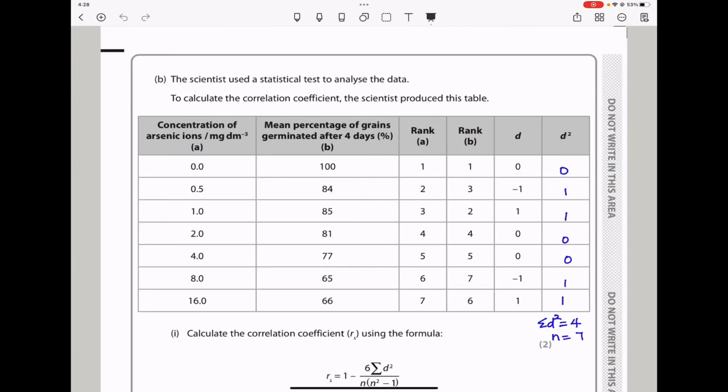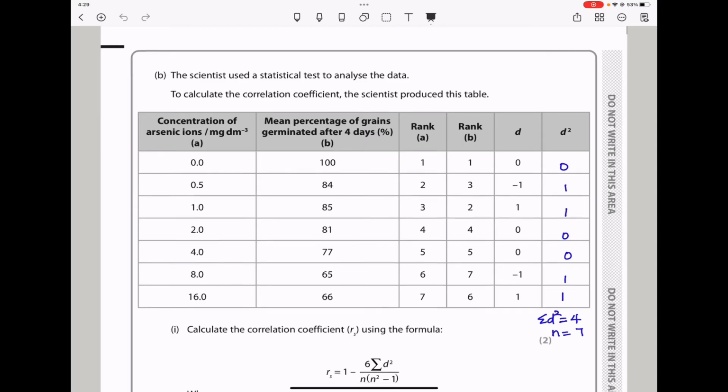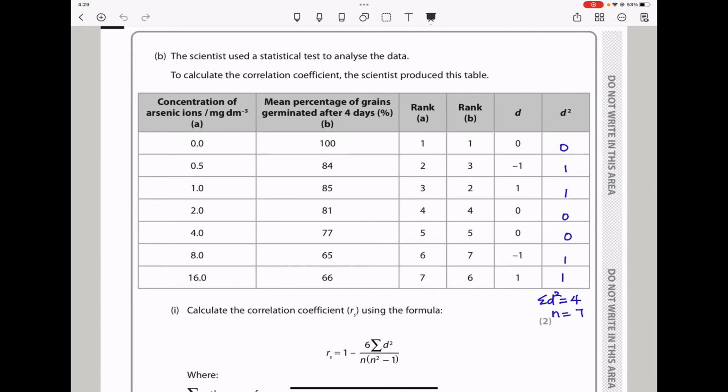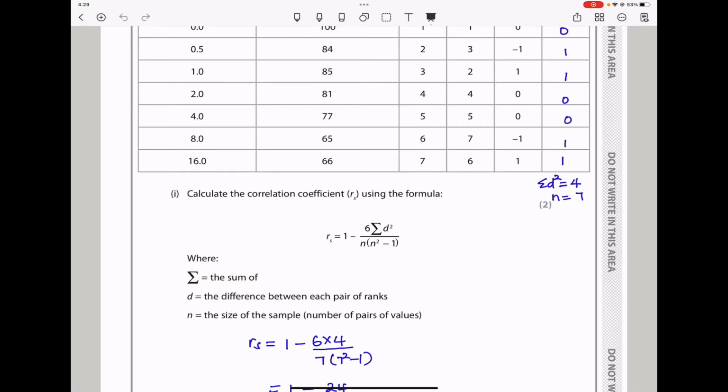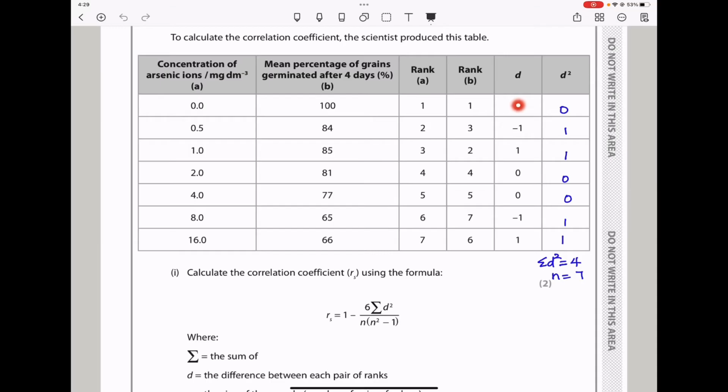In part B, the scientists used a statistical test to analyze the data. To calculate the correlation coefficient, the scientists produced this table. So we can see they gave us all the information, including the d's, but we were not given d squared. So down here they said calculate the correlation coefficient RS using the formula, which is that, where this means sum of, d is the difference between each pair of ranks, and n is the size of the sample or number of pairs or values. So if this is d squared is 0, d squared is 1, d squared is 1, d squared is 0, d squared is 0, d squared is 1, and that is 1.